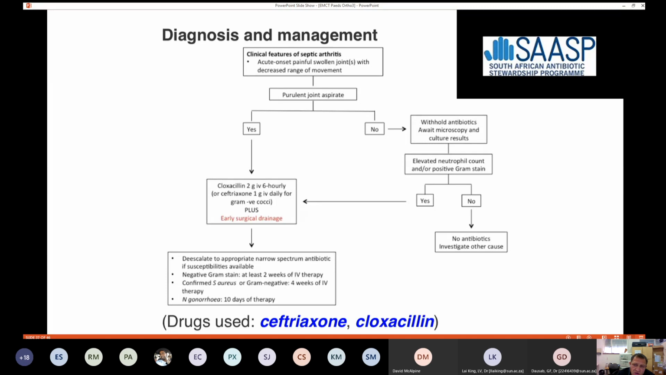De-escalate appropriately when the culture results come out, and just be aware that the intravenous antibiotic course for septic arthritis is long. It's 2 weeks, up to 4 weeks if Staph aureus is confirmed, and Neisseria gonorrhea up to 10 days. So these patients generally stay a long time in hospital for their IV antibiotics, and they need early surgical washout and drainage to have the best prognosis.